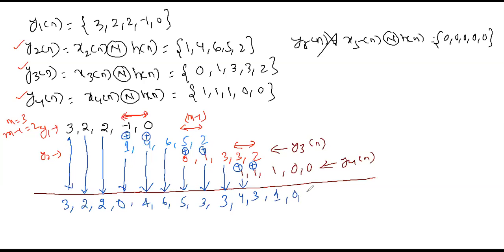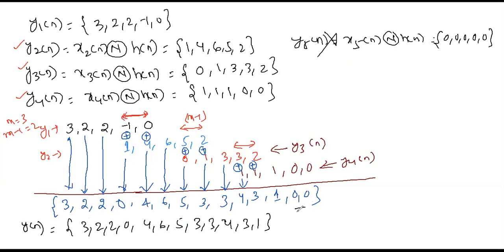Now the last 2 zeros are not required, they have no importance. So this is our output. I can finally write the output y of n. Output is 3, 2, 2, 0, 4, 6, 5, 3, 3, 4, 3, 1. And the last 2 zeros are of no use, you can eliminate them, because after the 0 there is no sample value. If you want to write them, you can, no problem, but not required. So this is our answer: 3, 2, 2, 0, 4, 6, 5, 3, 3, 4, 3, 1.